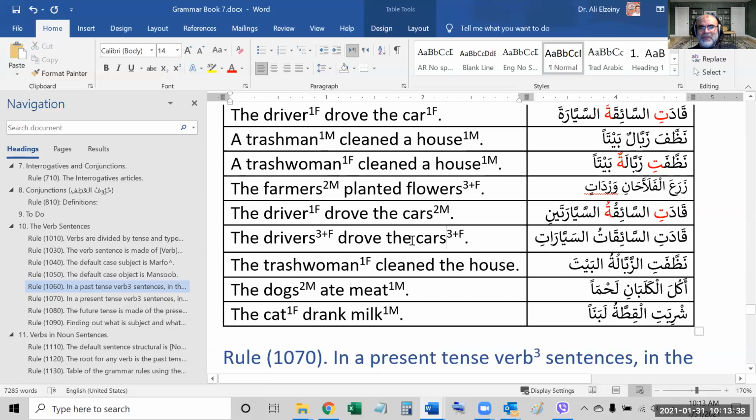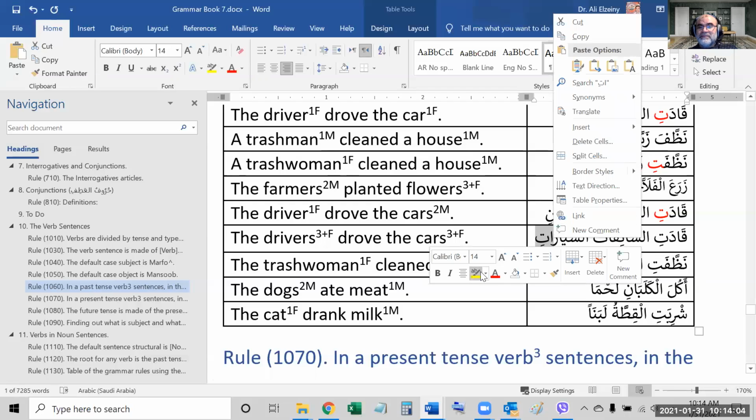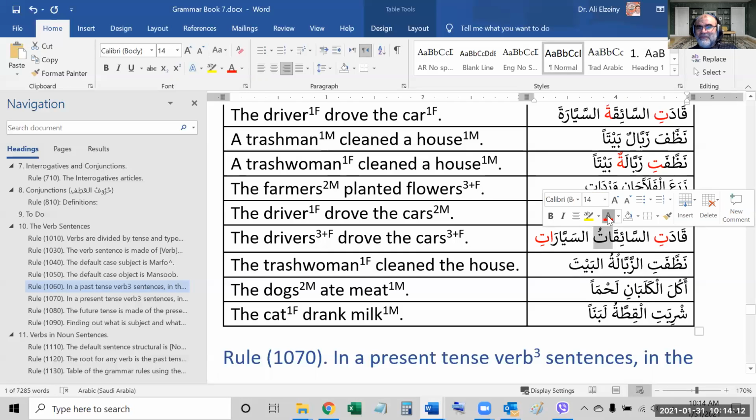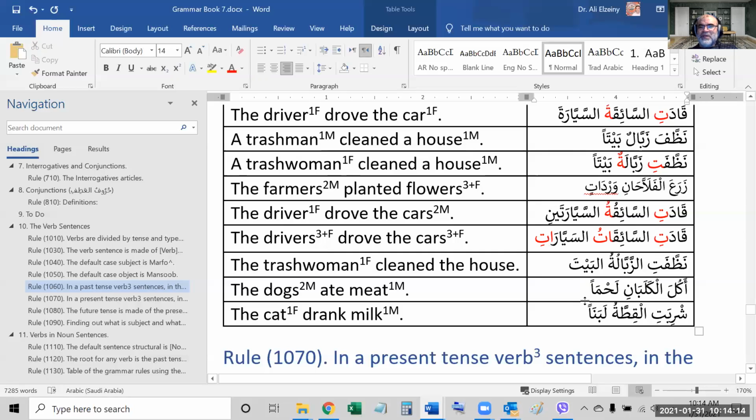Now, the drivers, 3 plus female, we add alif ta. The cars, for 3 plus female, we also add alif ta. Okay? So we have here the thing that makes this female. This red stuff is because it's female.